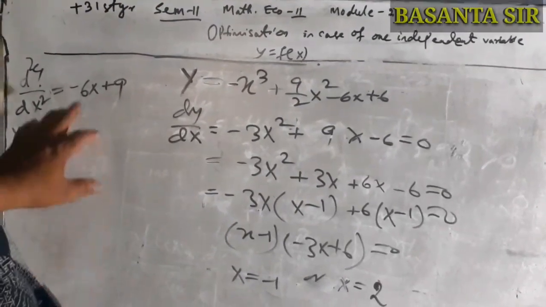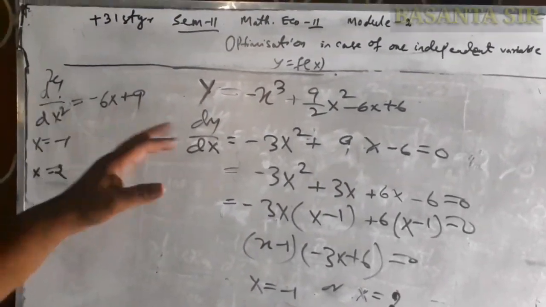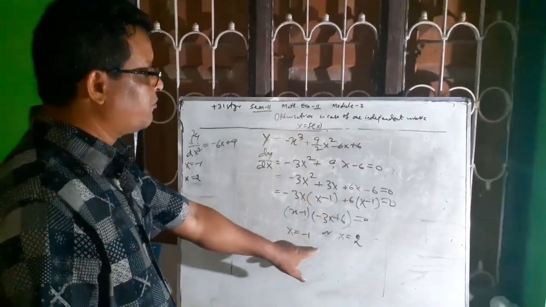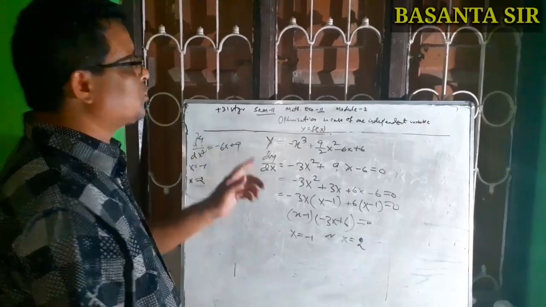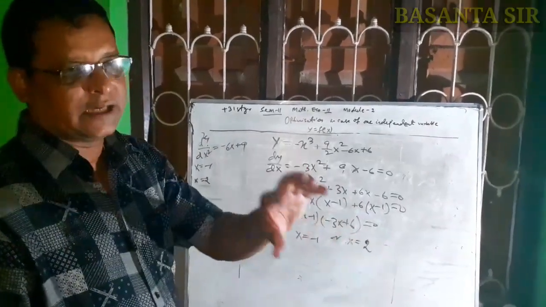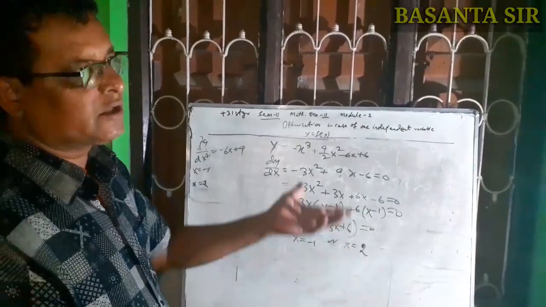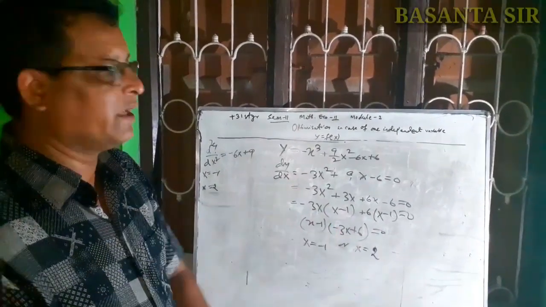Look at this. In the second order derivative, if we find there is an x, we have to put the value of x from the first order derivative. If there is no x and only an absolute number, we can judge whether it is plus or minus, and we will conclude that it is maximum or minimum.